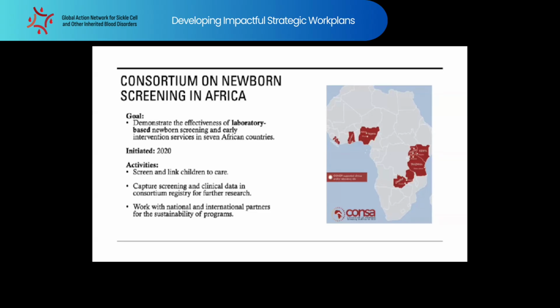We have 7 countries involved in the consortium. In West Africa, we have sites in Liberia, Ghana, and Nigeria. In Nigeria, we have sites in Abuja and Kaduna. And in East Africa, we have sites in Kenya, Uganda, Tanzania, and Zambia as well. So that's my major job and major focus.